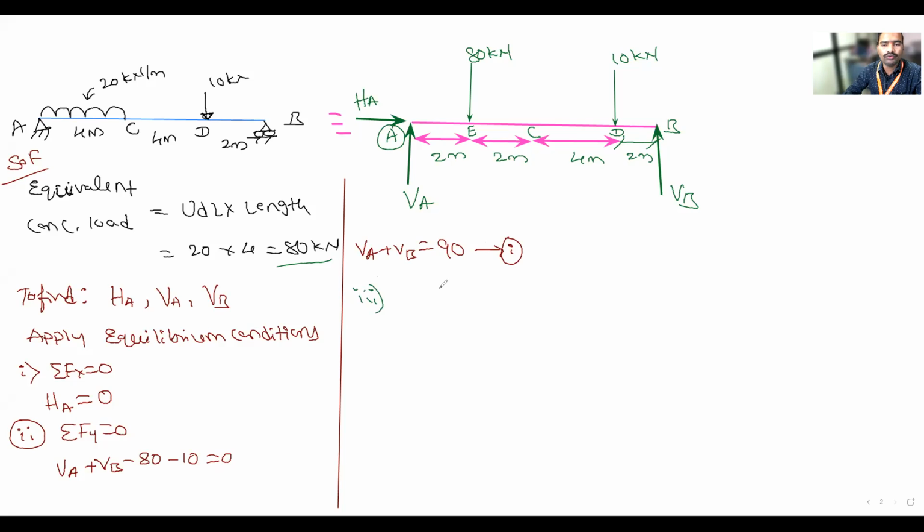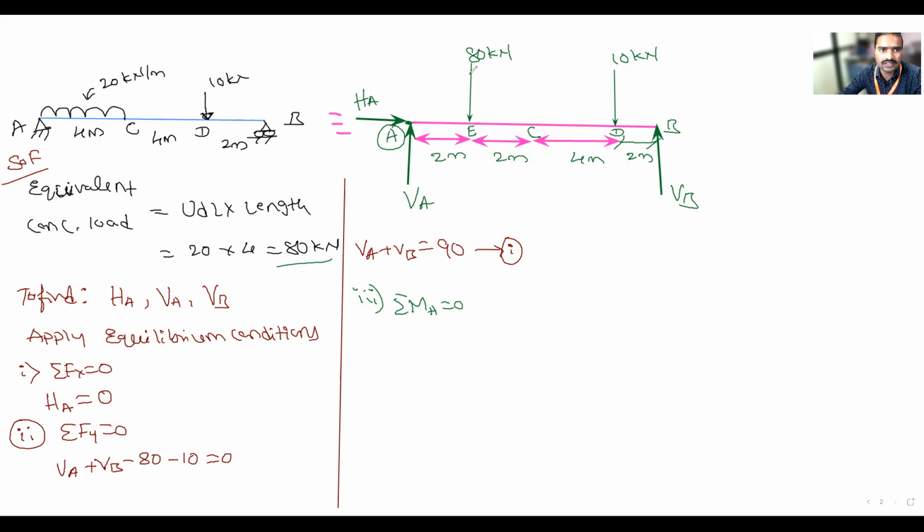Yes, moment. You can consider moment about A or you can consider moment about B, anywhere. I will consider summation of moment about A is equal to 0. At point A, VA is moving through A and HA is also moving through A. Is VA producing any moment? No, because the force is passing through the given point. HA is also not producing any moment because it is also passing through point A.